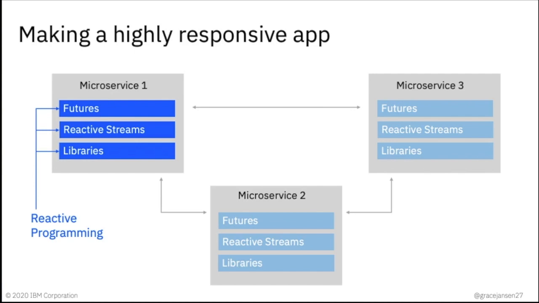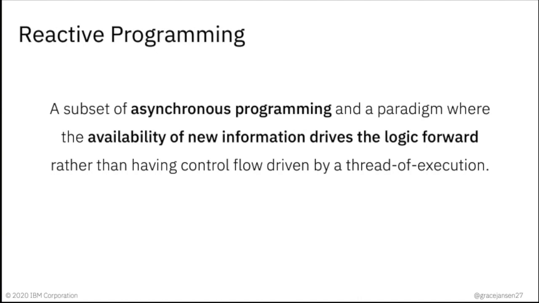We need to be considering the logic flow within our microservices. And that's where we can utilize the paradigm of reactive programming patterns. Within reactive programming patterns, we can put into place things like futures, reactive streams, or reactive programming libraries. So what do I mean by reactive programming? Here's a basic definition. Reactive programming is all about this asynchronous programming model. It's about driving forward the logic within a microservice via the availability of new information instead of by a thread of execution. So it's all about introducing this asynchronous nature into the logic flow within our individual microservices.